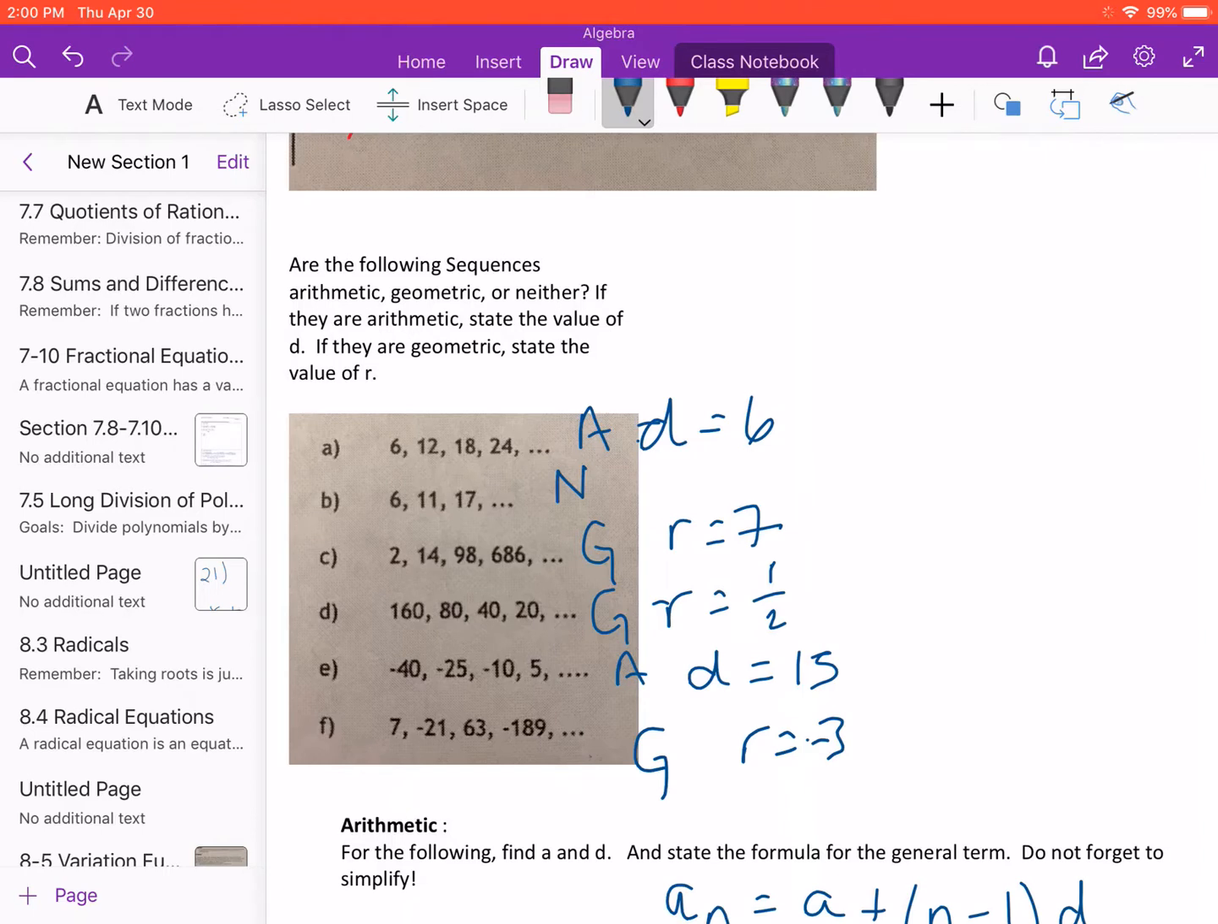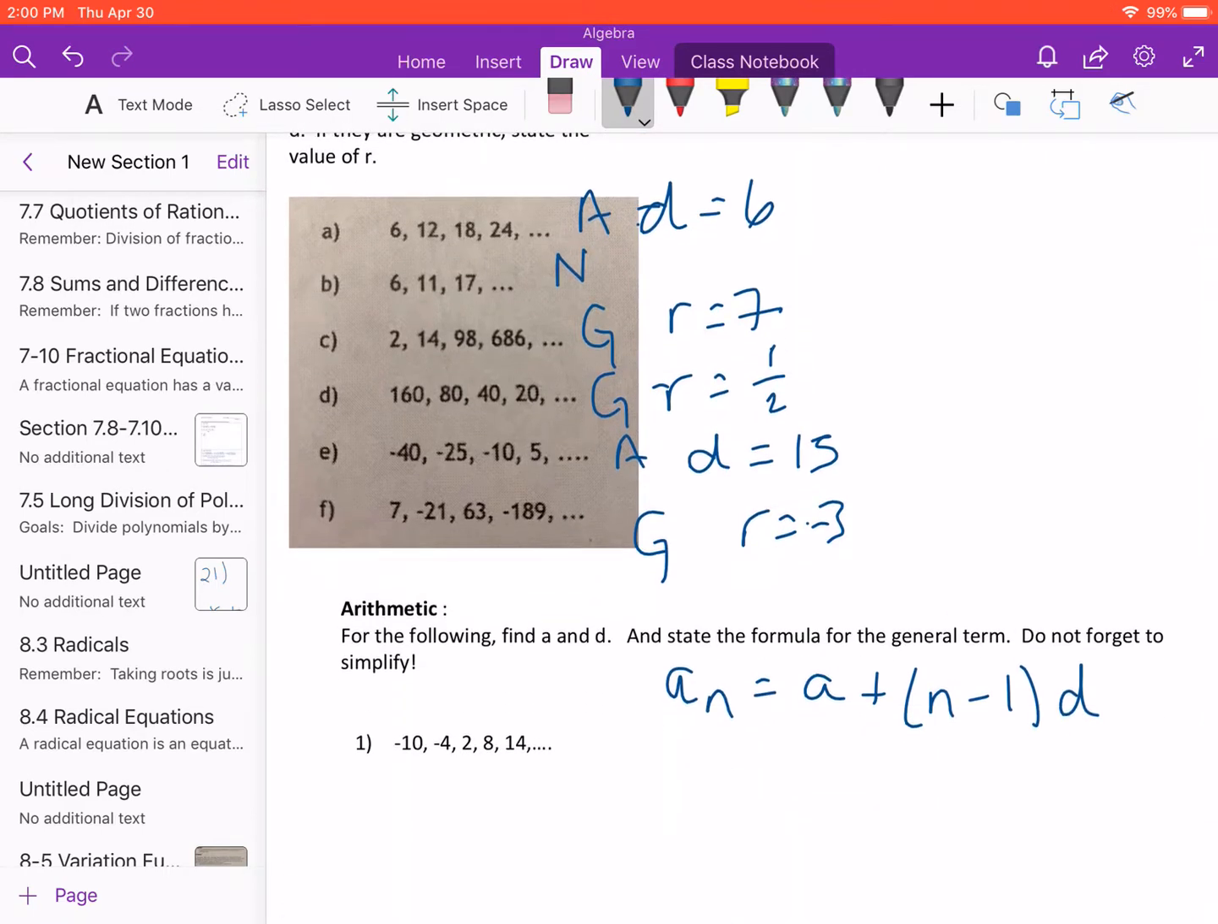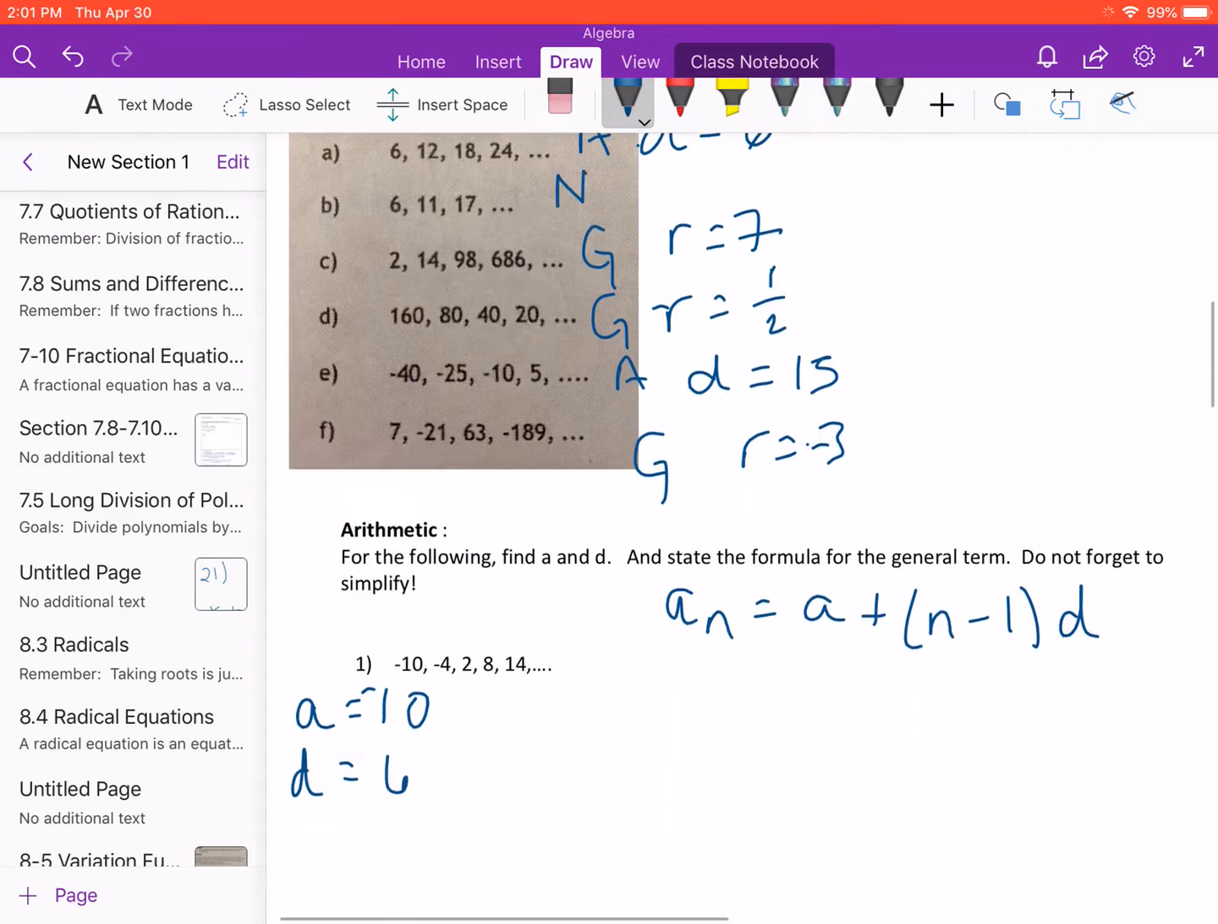So let's focus on arithmetic for a minute. For arithmetic sequences, we can use that equation from above that I've already written here for you to find A and D and then state the final formula for the general term. But we always want to make sure we simplify as far as we can to make our lives easier. So negative 10, negative 4, 2, 8, and 14. A is going to be equal to our starting term, which in this case is a negative 10. Our difference, our D, if we look here at this number pattern, is a positive 6.